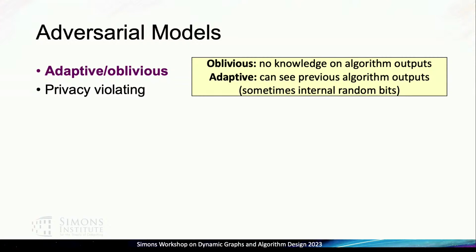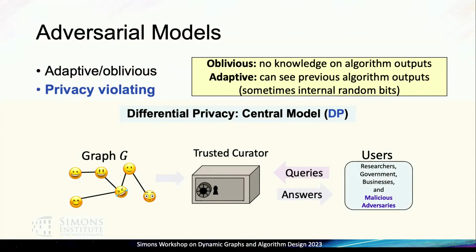Now the adaptive adversaries can see the previous algorithm outputs, and sometimes you can even assume that your adaptive adversaries can see the internal bits of your algorithm. So specifically, if your algorithm is deterministic, you're robust against this strongest version of adaptive adversary. And even stronger adversaries, you can consider to be adversaries that violate the privacy of your algorithm.